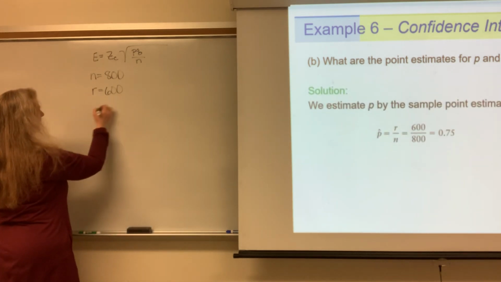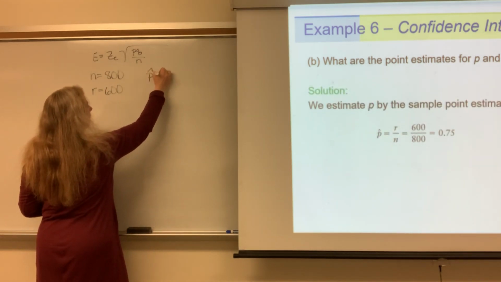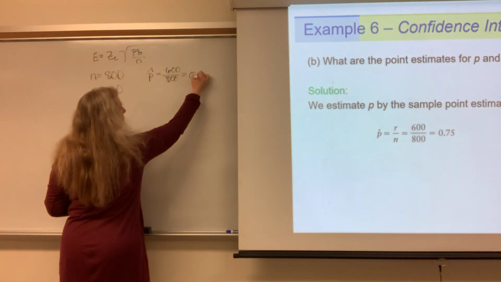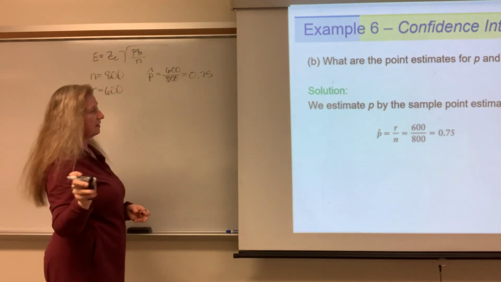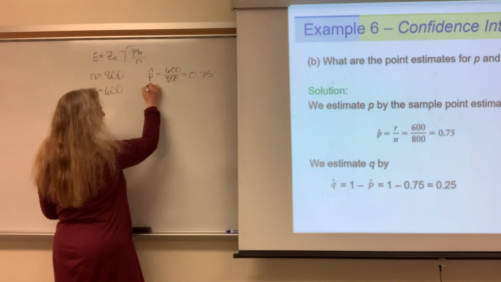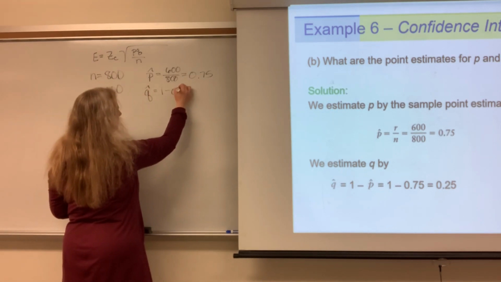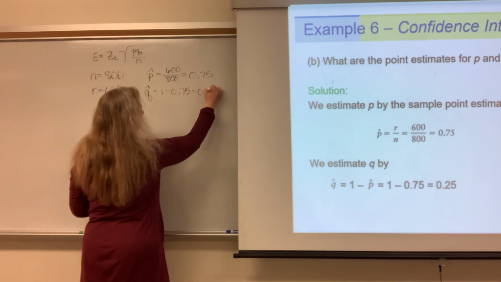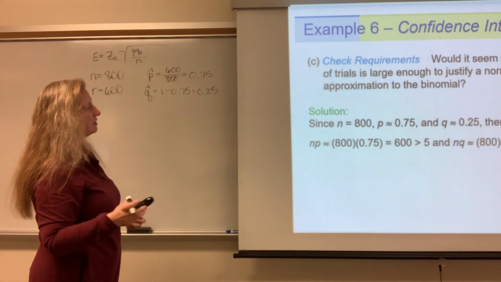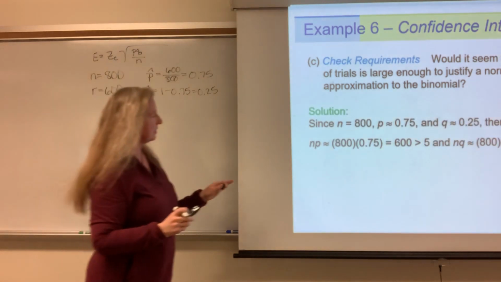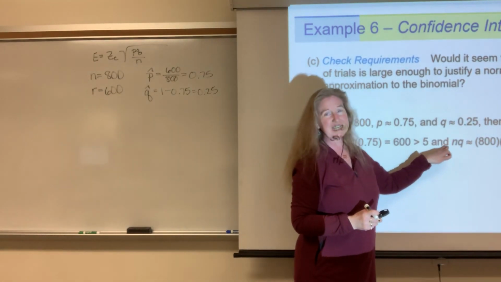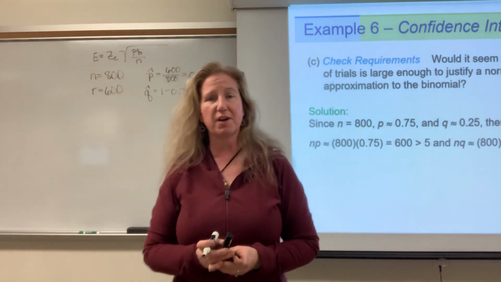So let's do my estimate. P hat is 600 over 800, which is 0.75. That means that Q hat is, whoops, I went too fast. Q hat is 1 minus 0.75, so that's 0.25. That's my Q hat. Remember, we have to stop and ask ourselves about N times P and N times Q. And remember this is "and," not "or." Both of them have to follow this.